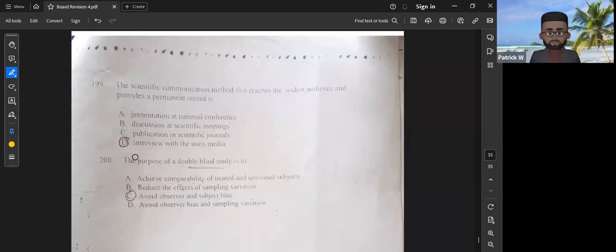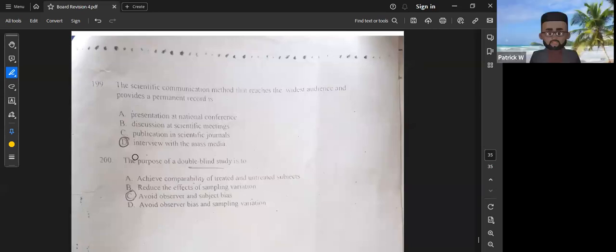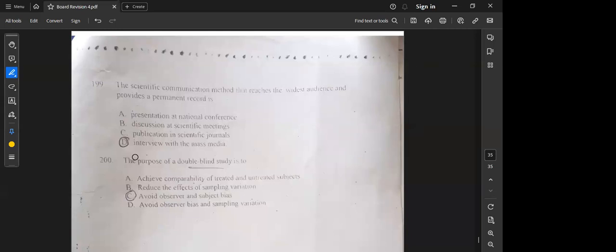Publication in a scientific journal is only reaching a specific audience. Scientific meetings, still a specific audience. Presentation at a national conference, that's for stakeholders. So I think mass media works. Yeah, I think mass media, yes.